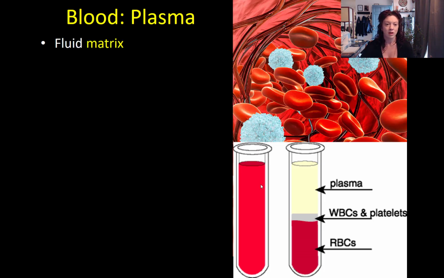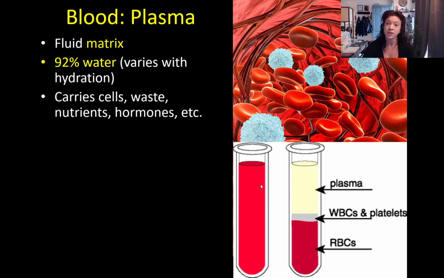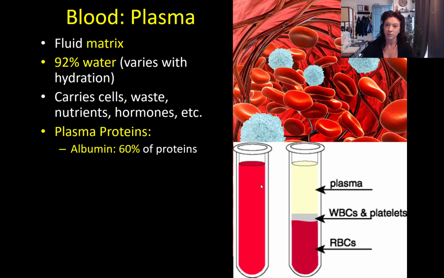All right. Remember that plasma is a fluid matrix. Remember, blood's a connective tissue, right? So it's living cells suspended in a non-living matrix. The plasma is the non-living matrix. It's 92% water, but that amount varies with your hydration. If you're dehydrated, that number is going to be lower. It transports all of those materials we talked about before, but there's a few that I want to focus on. These are called plasma proteins. Albumin is by far the most common protein in the plasma. It makes up 60% of all proteins found in the blood. And albumin is important for a lot of reasons, but one of the biggest ones is it contributes to osmoregulation.